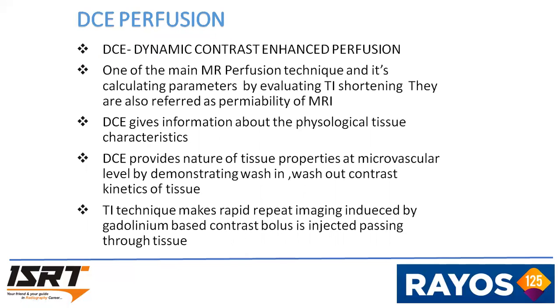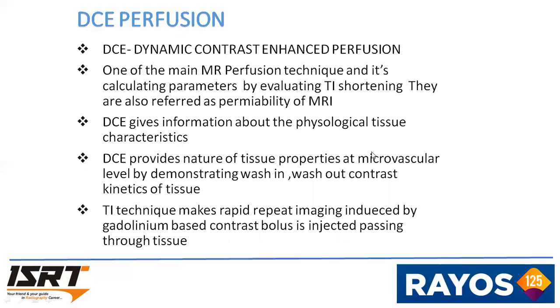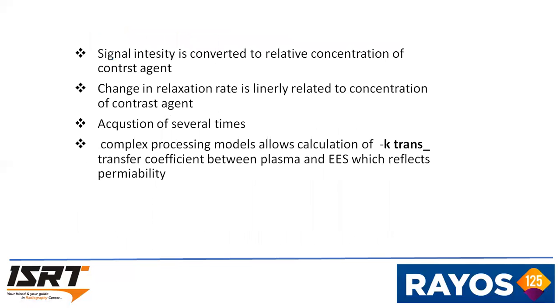DCE perfusion is one of the main perfusion techniques, and it calculates parameters by evaluating T1 shortening. It also refers to the permeability of MRI, and it gives information about the physiological tissue characteristics and the nature of the tissue properties at the microvascular level. The T1 technique makes rapid repeat imaging as the injected gadolinium-based contrast bolus passes through the tissue.